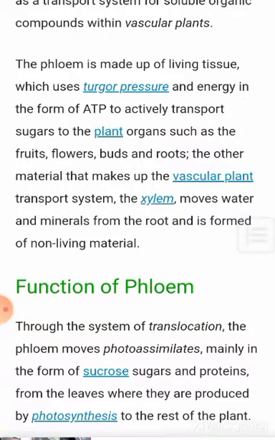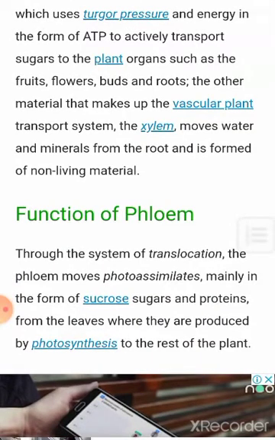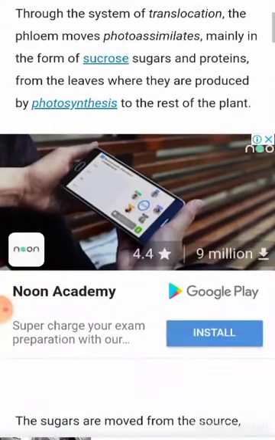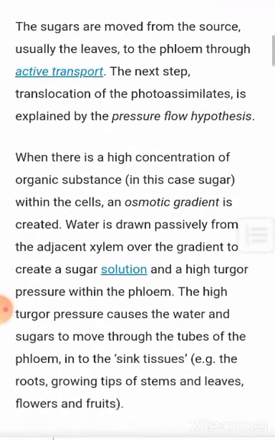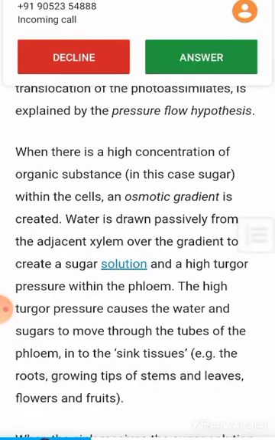To see the function of phloem, through the system of translocation, the phloem moves photoassimilates, mainly in the form of sucrose, sugars, and proteins from the leaves where they are produced by photosynthesis to the rest of the plant. The sugars are moved from the source, usually the leaves, to the phloem through active transport.